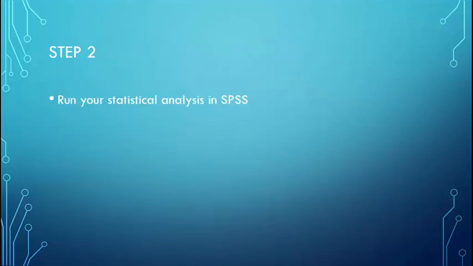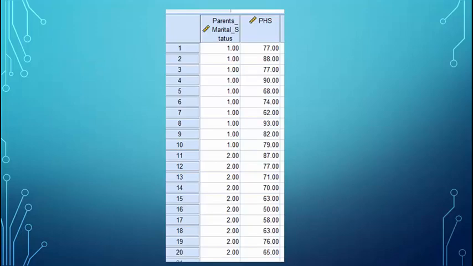Step 2 is running your statistical analysis, and we'll do that in my SPSS lecture, but it's pretty simple. One thing to keep in mind, your setup of your data looks different if you're doing a paired t-test versus an independent samples t-test. If you're doing an independent samples t-test, you need one column with your independent variable, which is parents' marital status, and I've got 1 as children whose parents are married, and 2 is representing children whose parents are going through divorce.